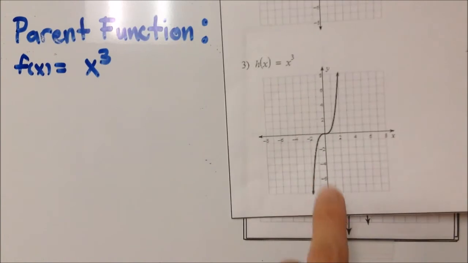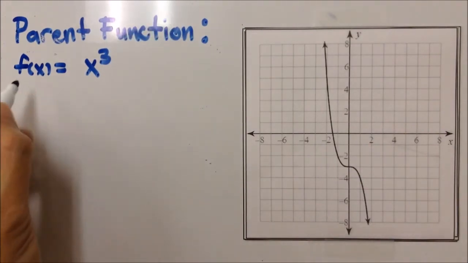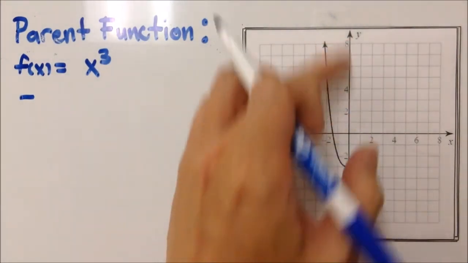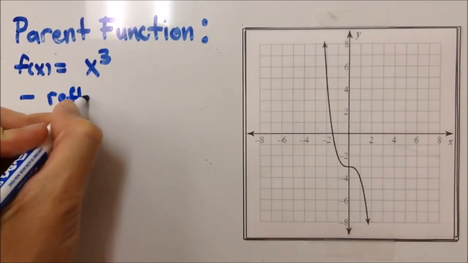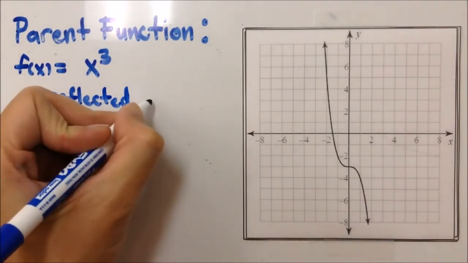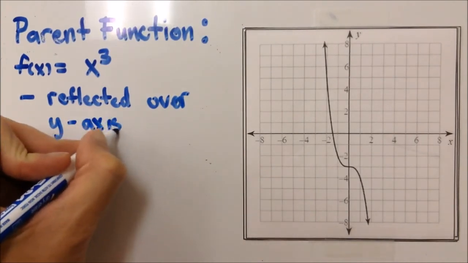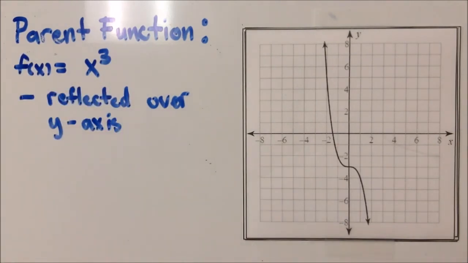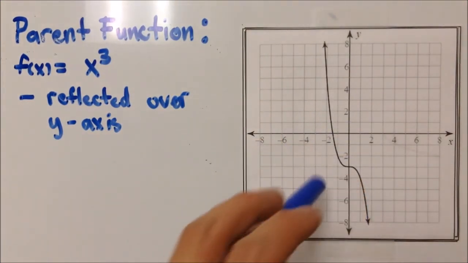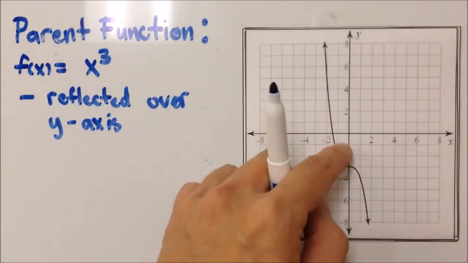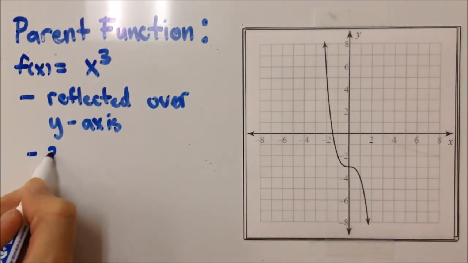And also the parent function went through the origin. This one did not. So that means that there's another transformation. So our first transformation is, since it reflected over the y-axis, so I'm going to write that down. Alright, so reflected over the y-axis. Our second transformation, since it didn't go to origin, but here, that's the center. So let's check. 1, 2, 3, down. So it shifted 3 units down. So I'm going to write 3 down.